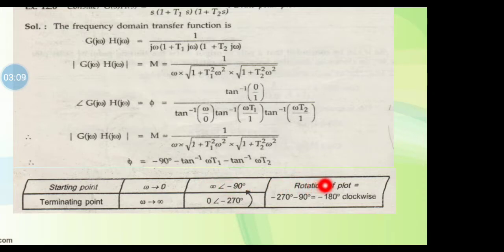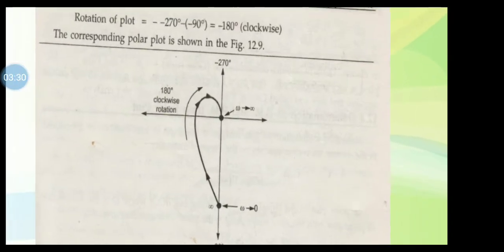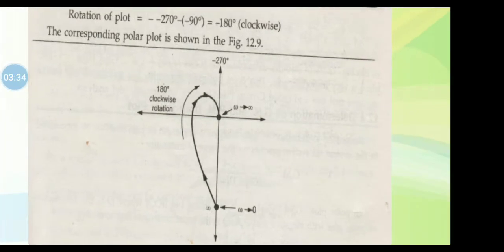So how much is the rotation of the plot? −270 minus (−90) will become −180 degrees, that too clockwise. A minus angle means clockwise. So now we'll draw the polar plot, with rotation of the plot being −270 − (−90) = −180 degrees.